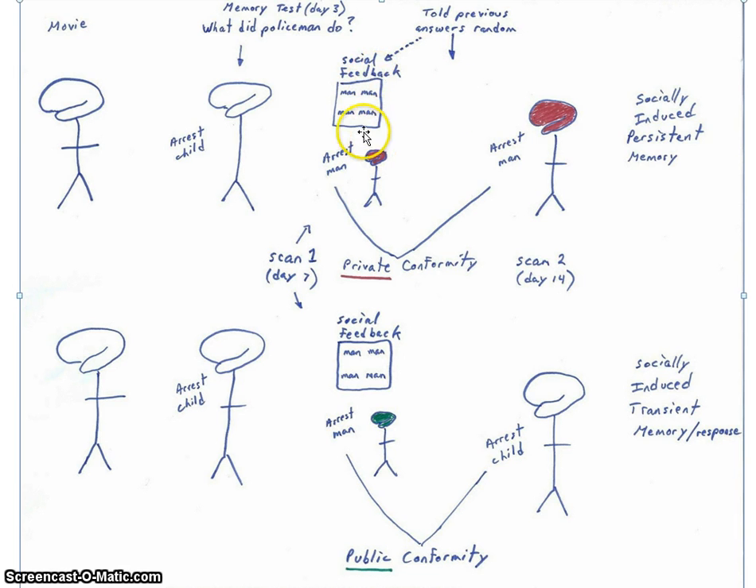Even when told that this was random feedback, some individuals may retain that error. So when tested on the final day, they're going to say that the man was arrested by the police, when initially they said the child. If this is what happens, the researchers call this a socially induced persistent error in the memory. The social feedback altered the memory in a lasting way. We'll call that private conformity, because the inner memory for the experience has been changed by the social feedback.